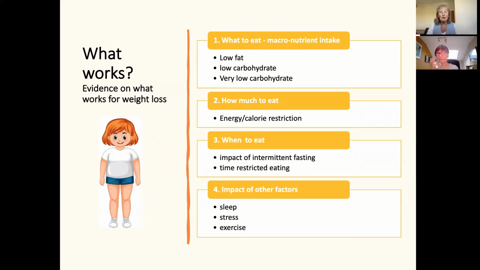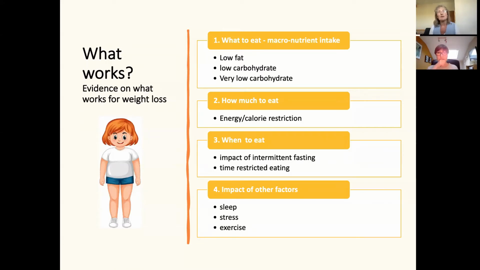Okay, so what I'm going to do is talk about the evidence and what we know about what is effective for weight loss. So I'm going to start by talking about what we should eat, and that's particularly about the macronutrient intake that we have. So that's fats, carbohydrates, proteins. I'll talk a little bit about what the evidence says may be helpful in terms of the type of foods that we eat and the type of foods we might reduce.